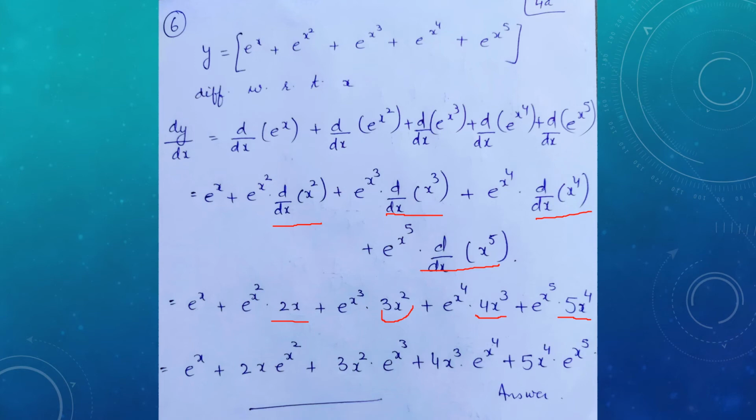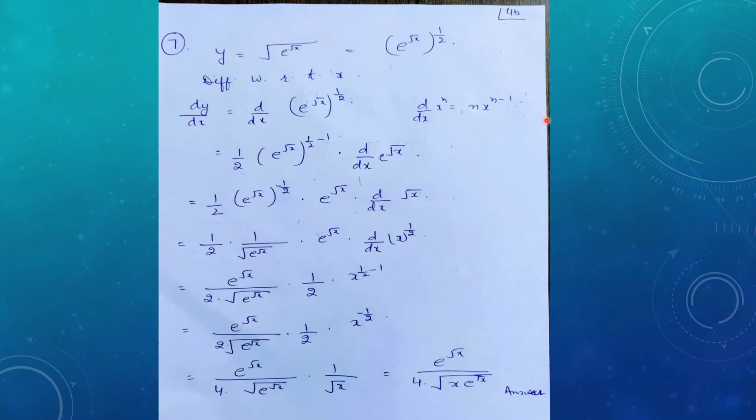We move further. Question number 7. Please be a little careful. It is not that difficult, but still, y is equal to under root of e power under root of x. Now this outside under root can be replaced by 1 upon 2, which I have written here. So I have written y is equal to e power under root of x whole power 1 upon 2.